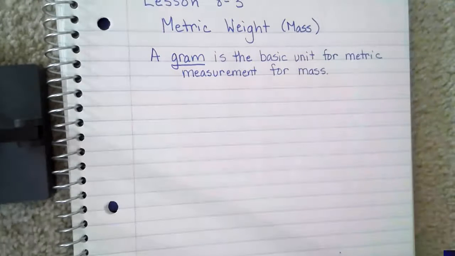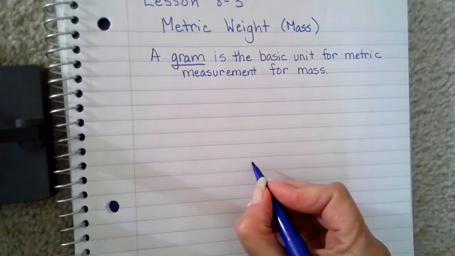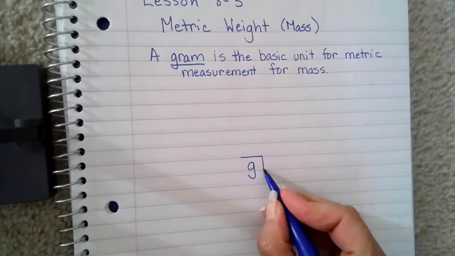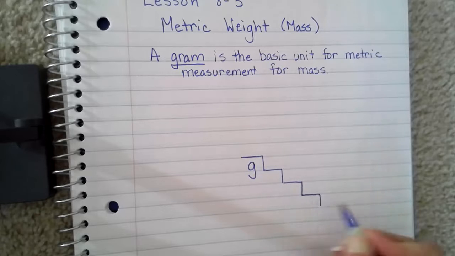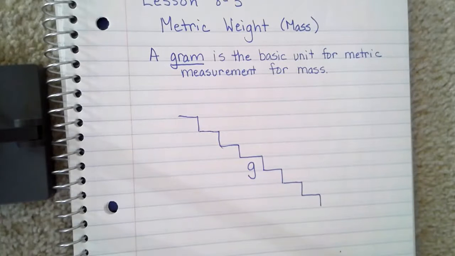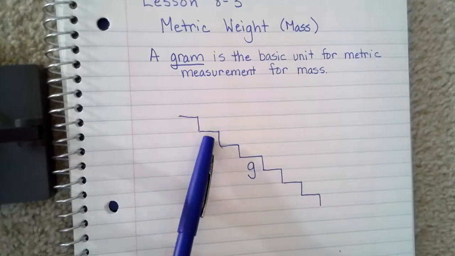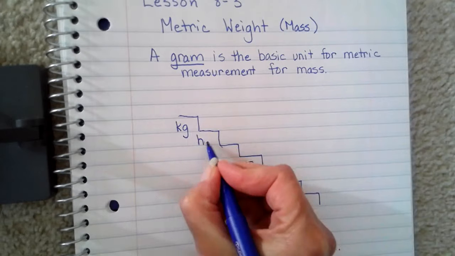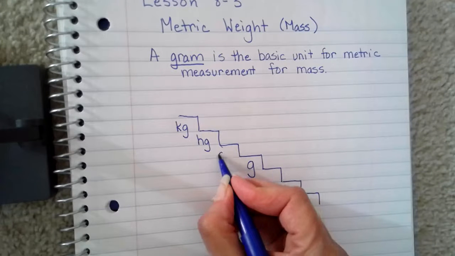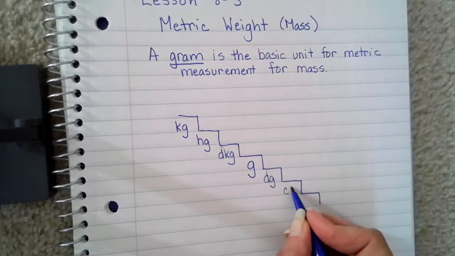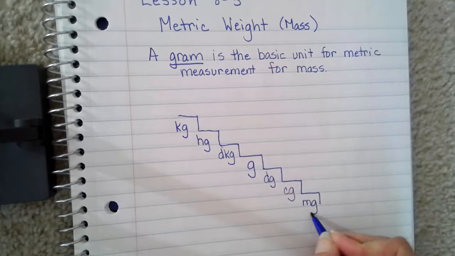Now, again, this is the cool thing about the metric system: it's still going to use the same steps. So our unit of measurement this time is grams, so small g for grams, and then we'll do our steps. We have 3 steps going down, 3 steps going up. And if you remember our saying from lesson 8-2, King Henry doesn't usually drink chocolate milk. So King is kilograms, Henry, hectograms, doesn't, decagrams. Usually, remember that's our unit of measurement. Drink, decigrams, chocolate, centigrams, milk, milligrams. So there's our units of measurement.